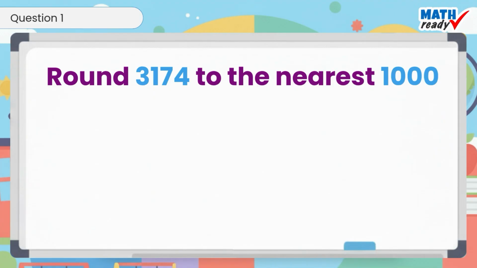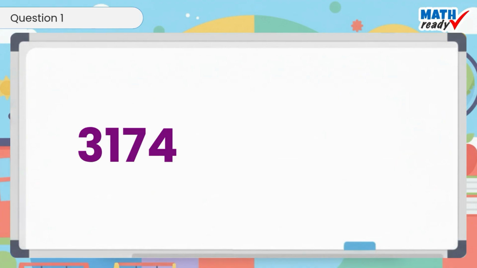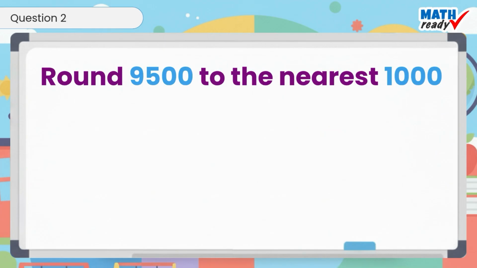Round 3174 to the nearest thousand. Look at the number line. We can see that 3174 sits between 3000 and 4000. Since 3174 sits closer to 3000, we round down. This means that 3174, rounded to the nearest thousand, is 3000.